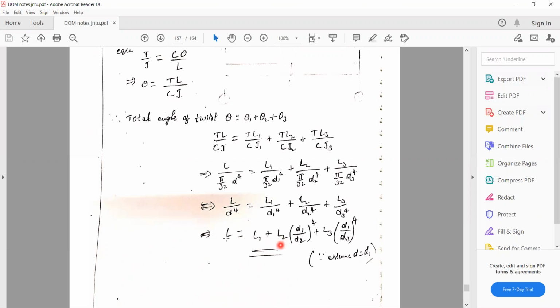A torsionally equivalent shaft. Why? Because the torsion is the same. Torsion of both the shafts will be the same. Their torsions are equal, but their lengths are different here. We have different diameters and different lengths. Now the same torsion will be produced in the uniform diameter shaft, but that length is much higher.